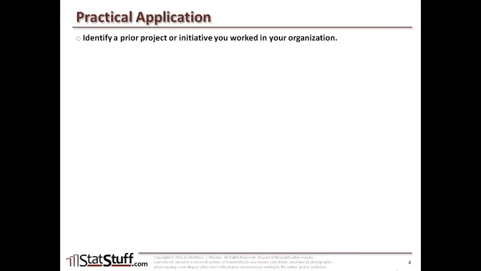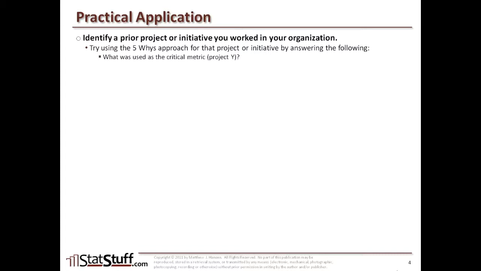All right, before we close this lesson, let's discuss how we can apply some of these concepts in a practical way. I'd like you to identify a prior project or initiative that you might have worked on in your organization, and then try using the 5 whys approach for that project by answering some of these questions. First of all, what was used as the critical metric, the project why, in that particular project or initiative? And how would you define a defect for that project? This would be that ultimate undesirable effect for which you're trying to find a root cause.